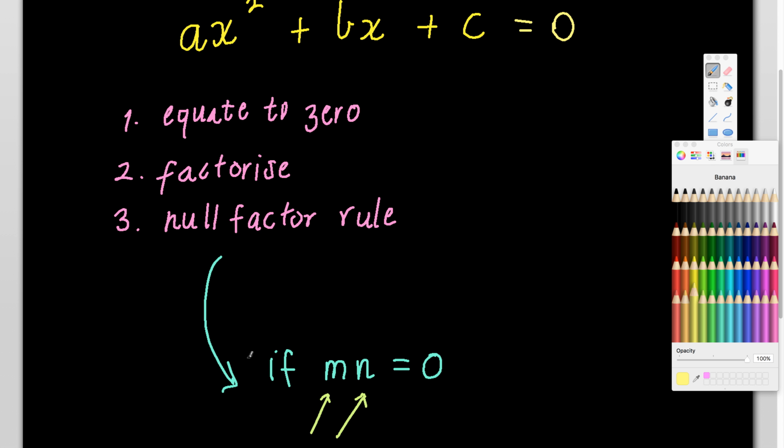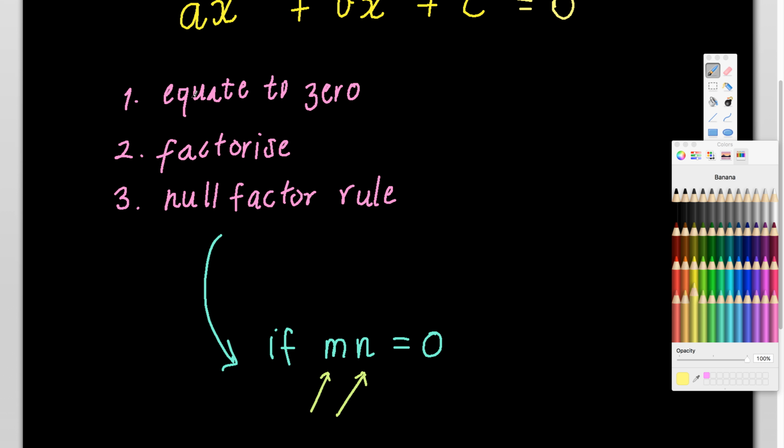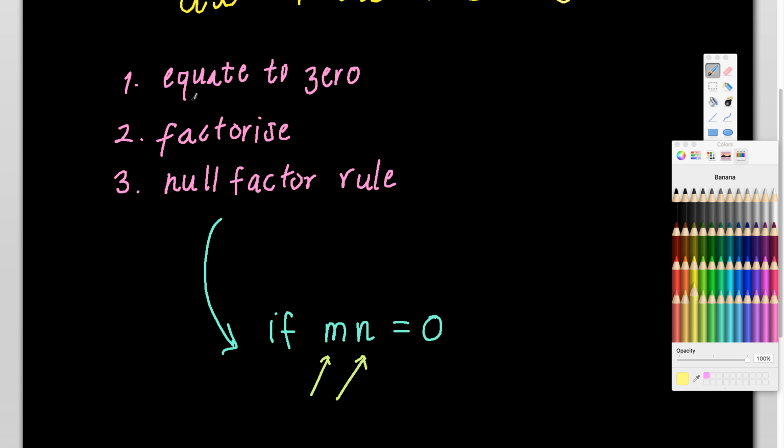The second thing that you will be doing after that is factorising. So this might be via difference of 2 squares or just a standard monic factorisation, or of course we have non-monics as well. That's when your a term, the coefficient up here, is not 1. So that's done a little bit differently. So a bit of a review of that in this video. And finally, we're going to use the null factor rule to solve.